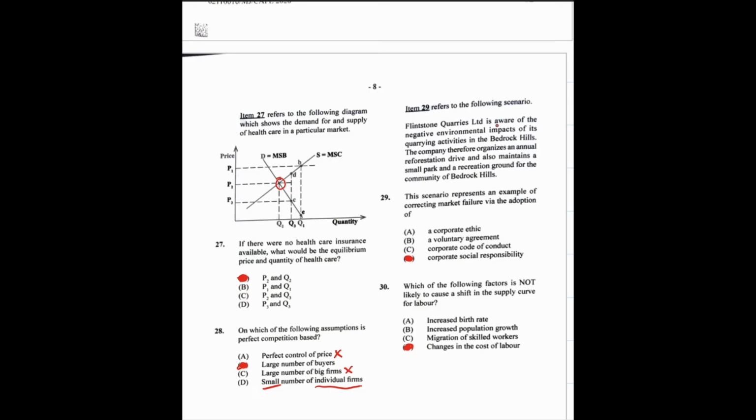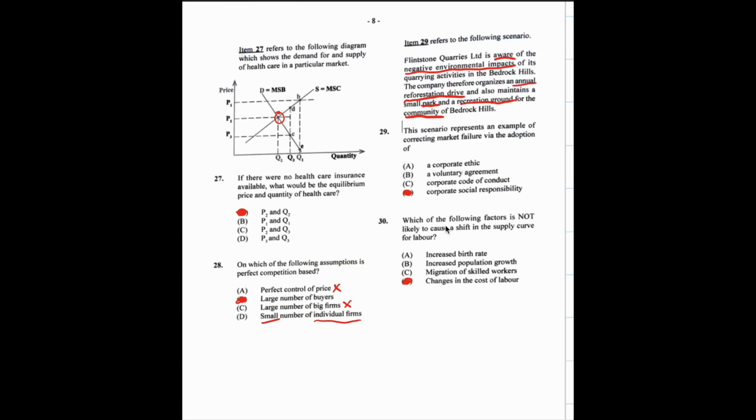So you find that they're aware of the fact that they have their negative impacts on the environment, and then they embrace their corporate social responsibility through the fact that they're doing an annual reforestation drive. Right? So this goes to show that they're trying to be a good custodian of the environment, and they're embracing the fact that they do have implications on the environment and the community at large. So you see them doing the reforestation drive and also creating a small park and a recreational ground for the same community. So it's all about giving back to the community in order to correct the market failure of negative externalities.